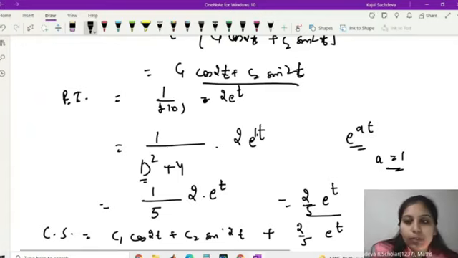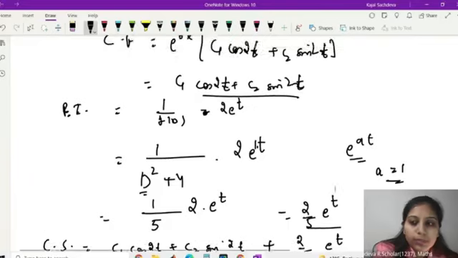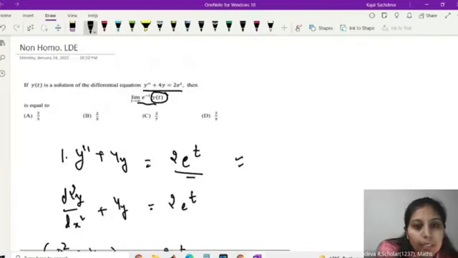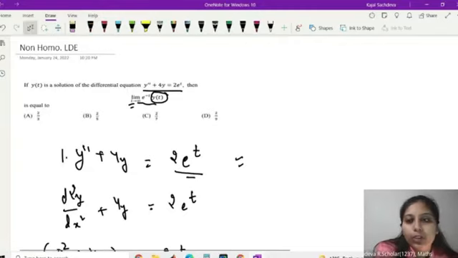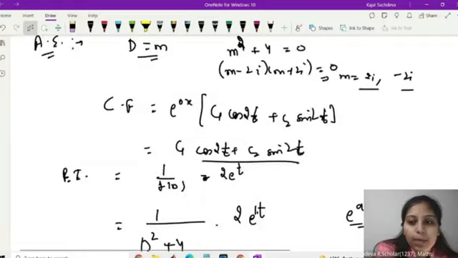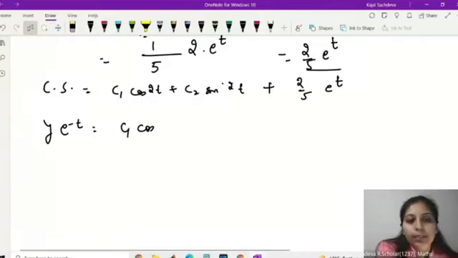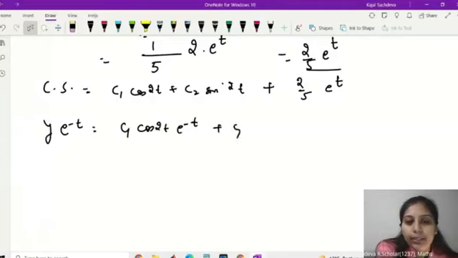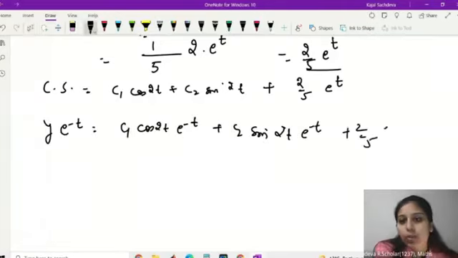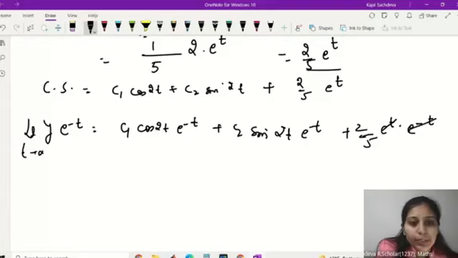And in the question, what do they want? They want e raised to power minus t into y of t, limit t tends to infinity. So just multiply y by e raised to power minus t and take limit t tends to infinity. So y into e raised to power minus t: multiplying it by C1 cos 2t e raised to power minus t, C2 sin 2t e raised to power minus t, 2 by 5 e raised to power t e raised to power minus t. This will be cancelled, and applying limit t tends to infinity.